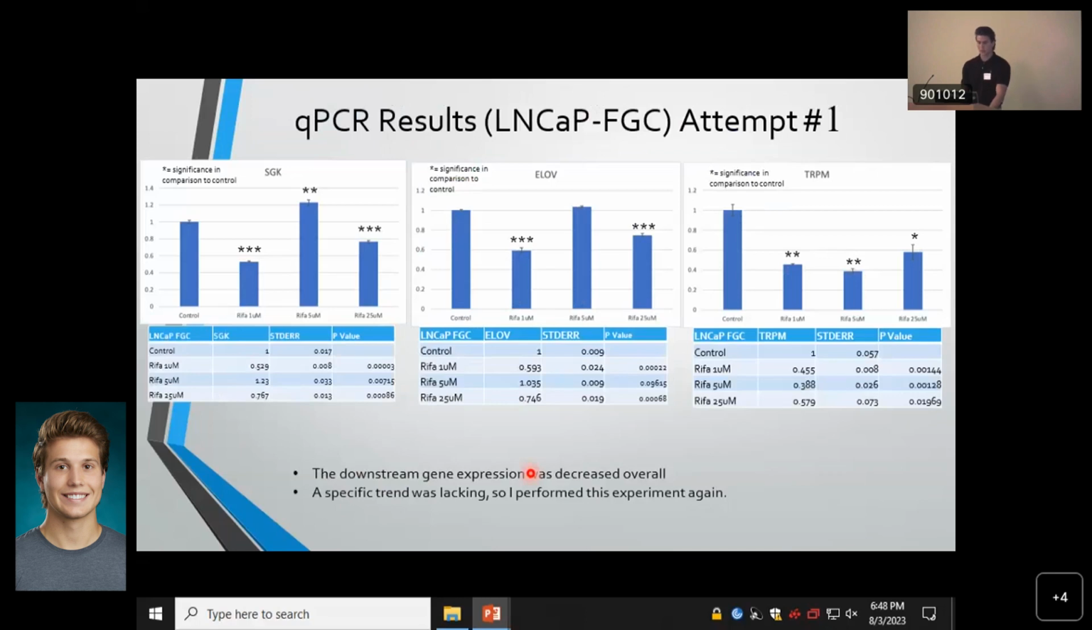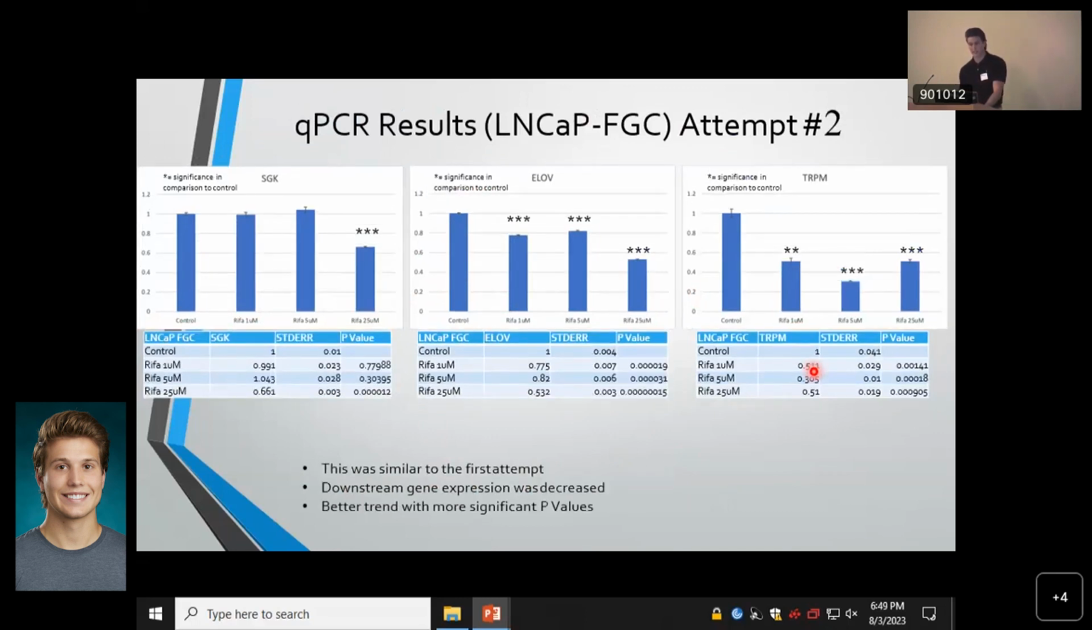So this was my first attempt with the LNCaP FGC cells, which is, again, the full-length androgen receptor. The downstream expression of genes was decreased overall. As you can see, this would be the control, and then increasing concentrations in each one. A trend was lacking, so I redid this experiment so I could try to get better results.